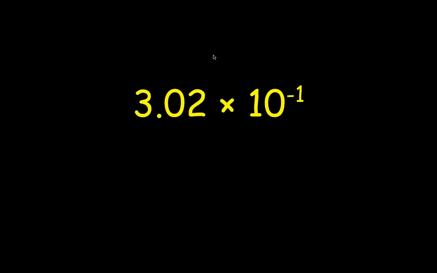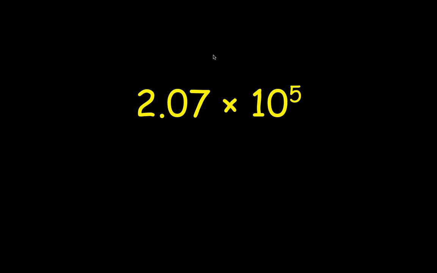0.302. Pause the video, and when you are ready, continue. If I ignore everything after the 3, I would have 3 times 10 to the minus 1. Now, just be careful, you can't just move the 2 into that column. So if the 3 was on its own, it would be 3 times 10 to the minus 1. When we put the other digits back in, it's 3.02 times 10 to the minus 1.